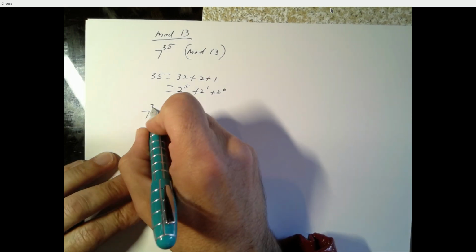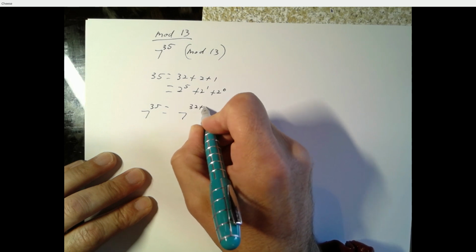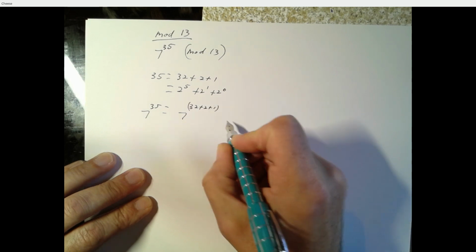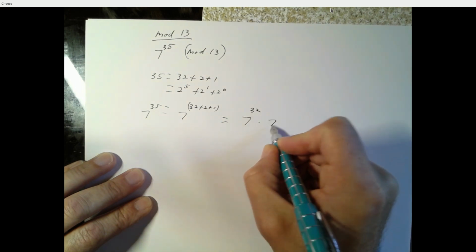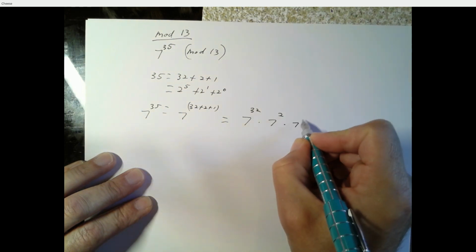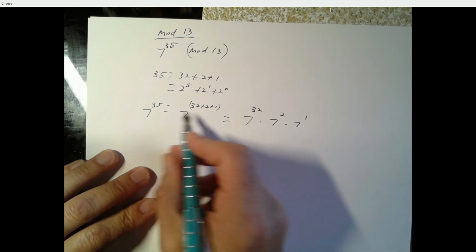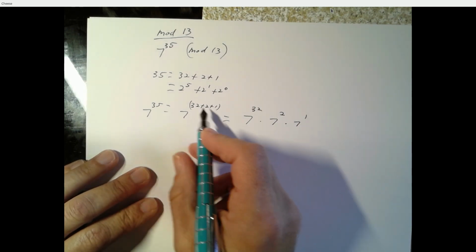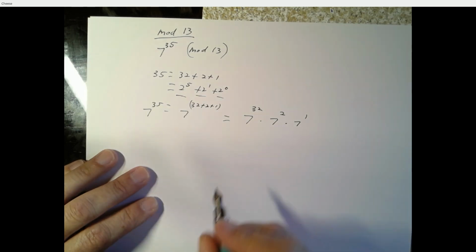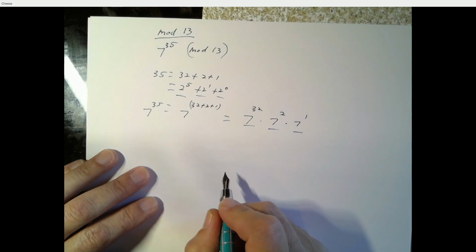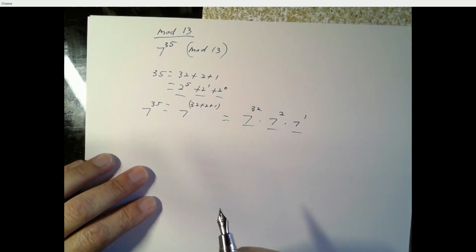So 7 to the 35 equals 7 to the 32 plus 2 plus 1. And by the rules of exponents, this is 7 to the 32 times 7 to the 2 times 7 to the 1. Okay, and there's lots of ways we could have written 35 as a sum of numbers, but we write them specifically as a sum of powers of 2 because we can calculate these things fairly painlessly. So again, we're just going to work mod 13. I'm not going to keep writing it.